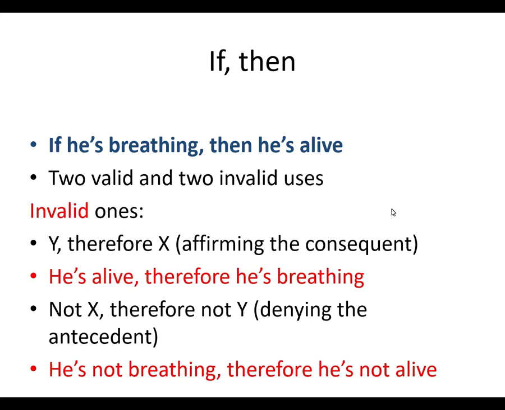So there's two moves that you can't make validly with if-then statements, with an if-then logical relation. You can't A the C. You can't affirm the consequent. You can't say yes to the then part, then yes to the if part. You can't D the A. You can't deny the antecedent. You can't say no to the if part, then no to the then part. You can A the A and D the C, but you can't A the C or D the A.